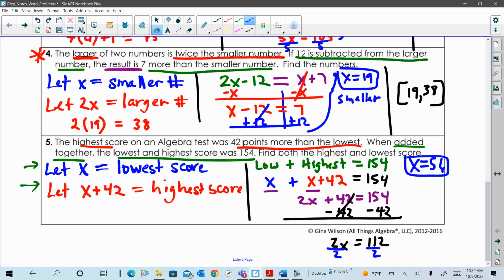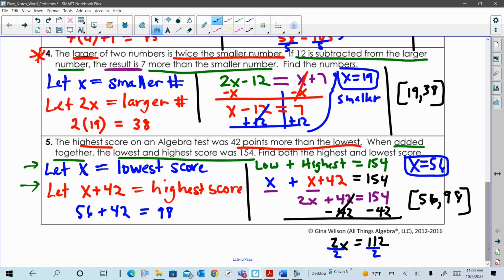So what would the highest score be? 98. Yeah, because we got to do 56 plus 42, which is 98. Yes. So 56, comma 98 in our bracket. In your bracket, you need 56 and 98. This don't even look like a 6. Okay. That's not the word.